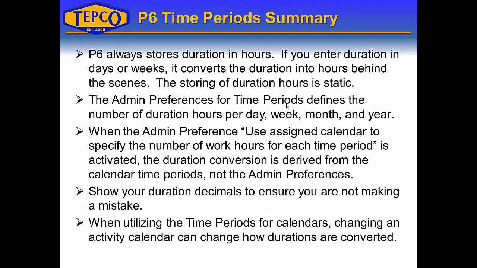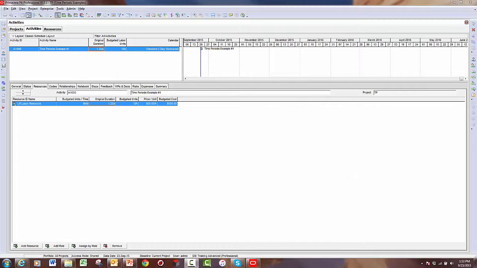So if you are entering a duration against an activity, it's a good idea to know beforehand and probably set beforehand which calendar you're going to be using. So if you are using a 410, you may want to make sure that a 410 calendar is assigned to the activity prior to entering the durations. That way, if you enter 2 days for the duration, it's going to take on 10 hours per day over a 2-day period. I hope you found this TEPCO session on P6 time periods useful.